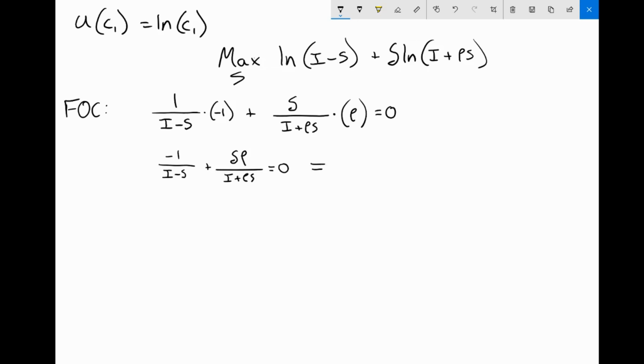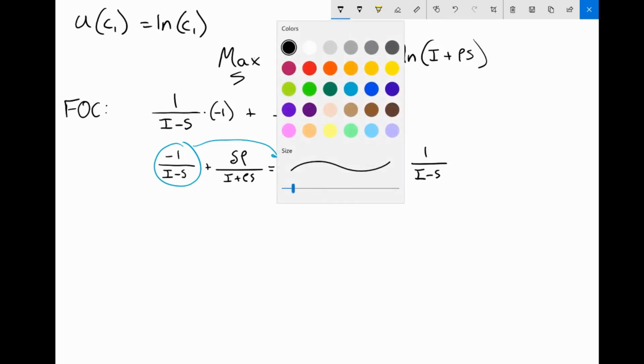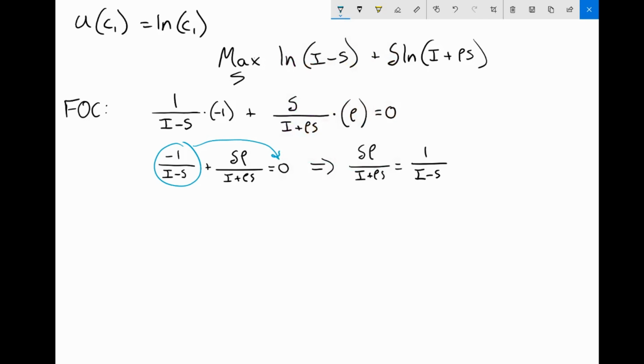Okay, so let's solve this out. I'm going to take this term to the other side. So we're going to get delta rho over I plus rho S equals 1 over I minus S. I'm going to cross multiply. That means I'm going to multiply both sides by I plus rho S, so that would cancel out over here, and I'm going to multiply both sides by I minus S.